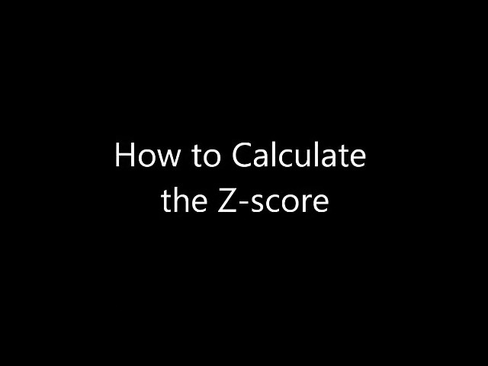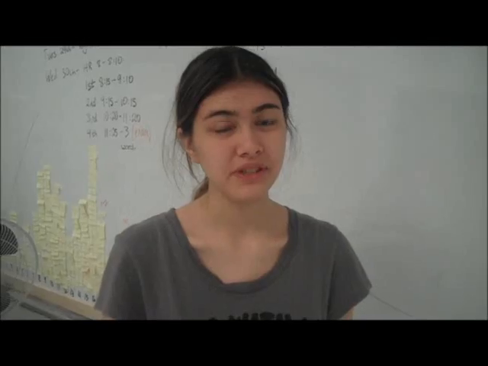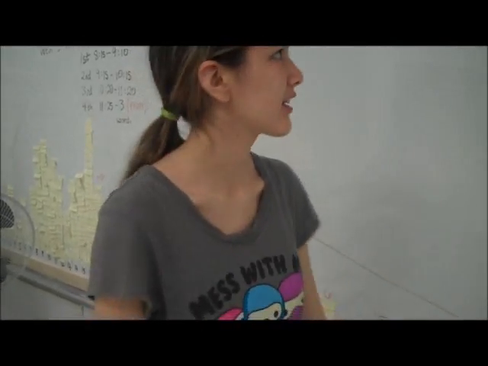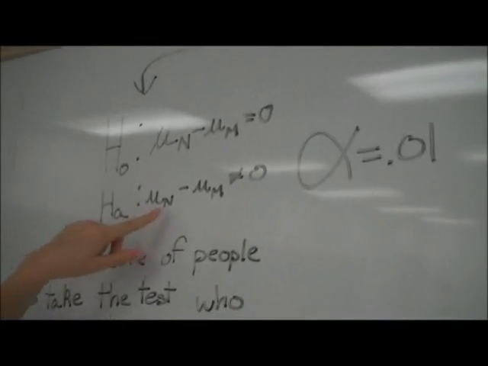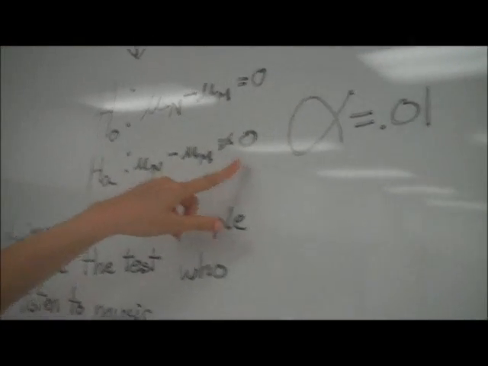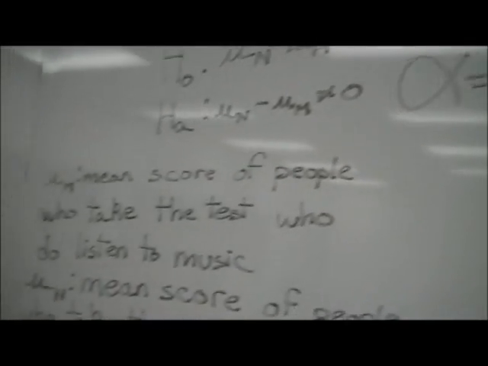How to calculate the z-score. So this is how you calculate the z-score. First, we must follow our favorite inference toolbox. So H sub naught is mu of n minus mu of m equals 0, and H sub a is mu of n minus mu of m is not equal to 0. And we're going to reject at alpha equals 0.01.